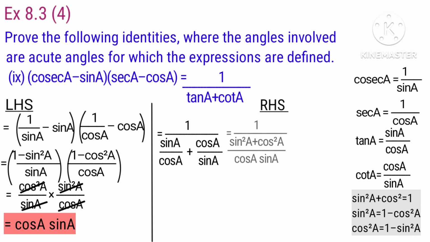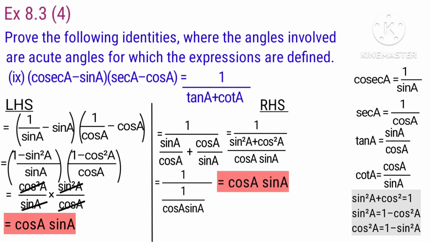So that is 1 divided by sin square A plus cos square A divided by cos A into sin A. So now we know that sin square A plus cos square A is equal to 1. So when I substitute, I'll get 1 divided by cos A into sin A. So when I take reciprocal, I'll get cos A into sin A. So that is equal to RHS. So here LHS is equal to RHS, hence proved.